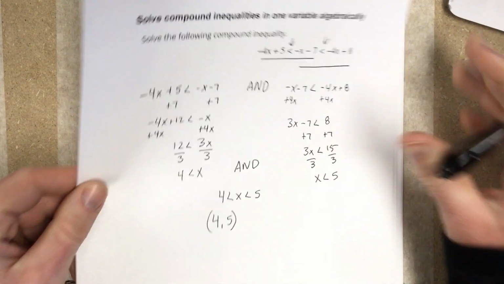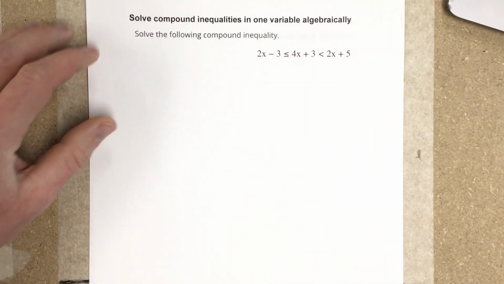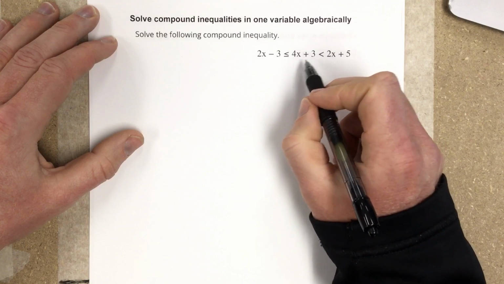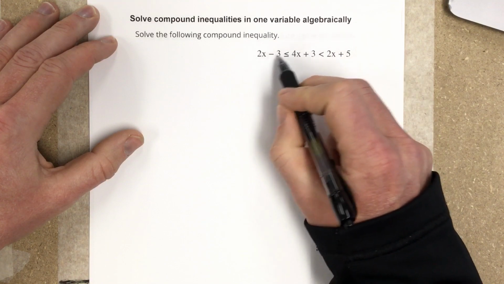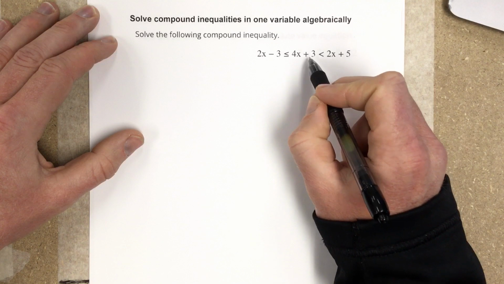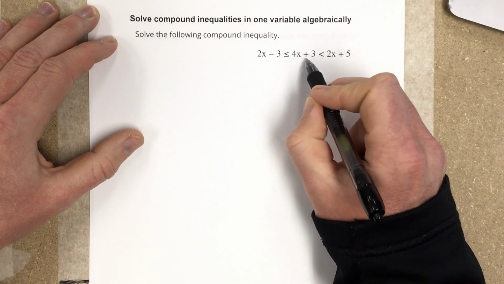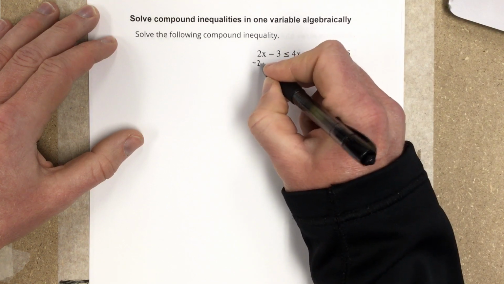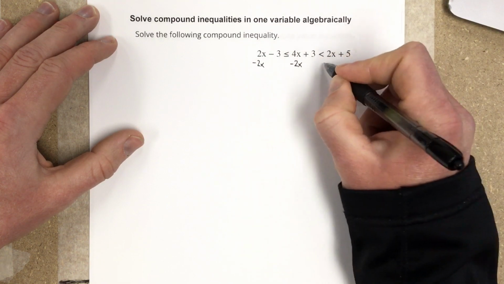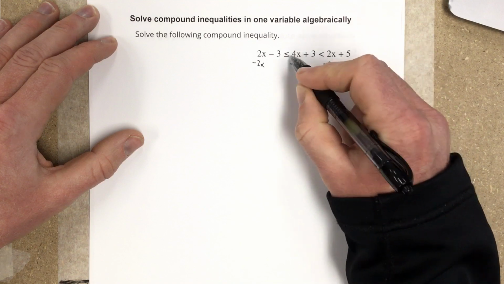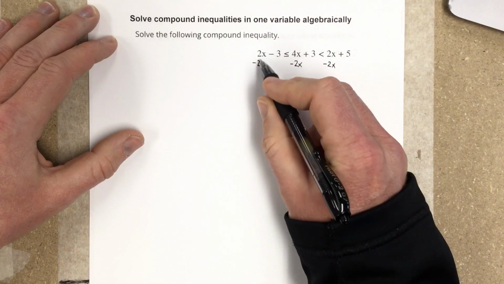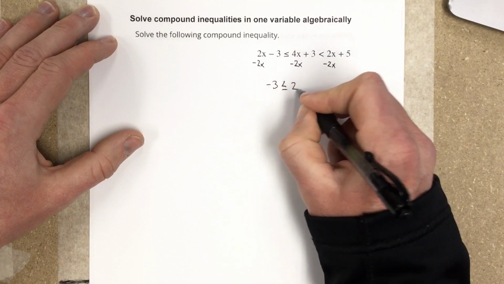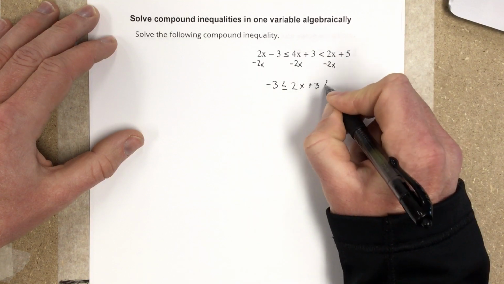Look at the second example. The short version of this would be to basically try and get all the variables on the inside piece and then take care of all the operations on the inside so we get x squeezed in the middle. So let's subtract 2x on each side, and we've got to treat this like it's 3 sides, right? Because there's 2 inequality signs. So when we subtract 2x on each side, we end up with negative 3 less than or equal to 2x plus 3 less than 5.